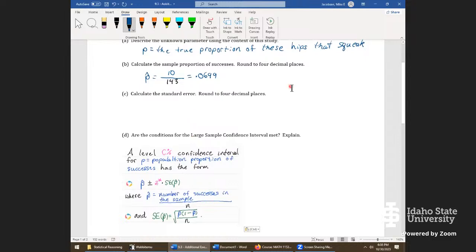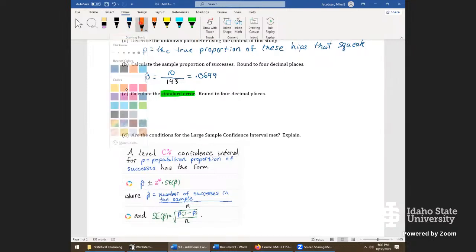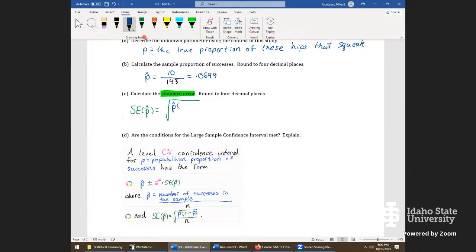Next thing we want is the standard error. And when you see this object right here, we do have to be careful because there are multiple formulas for standard error. It just depends on which chapter you're in. But if you calculated p hat, then the formula that we're going to use goes like this. The standard error of p hat is going to be the square root of p hat times 1 minus p hat, divided by that same sample size n.